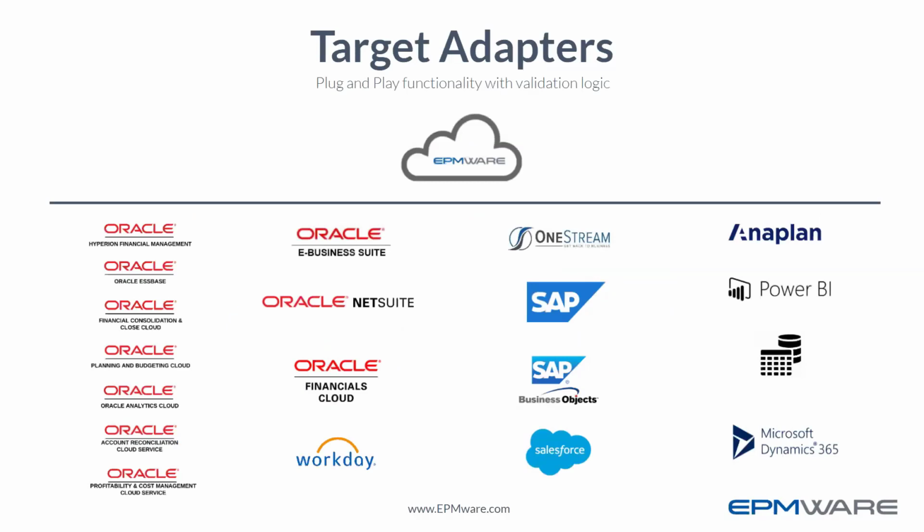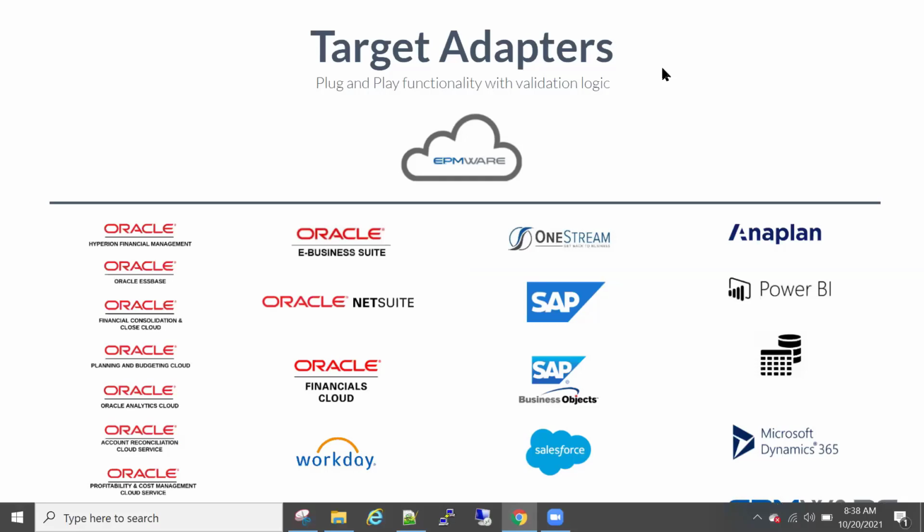Right. Some of the examples of our target adapters are listed over here. Of course, we support all of the Oracle on-prem and cloud applications. ERP, Oracle Financials Cloud, EBS are some of the more recent additions. OneStream was just added as well. And we're continuing to add additional adapters.